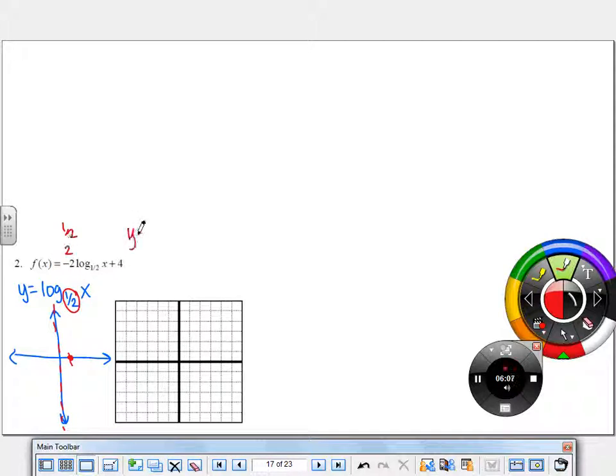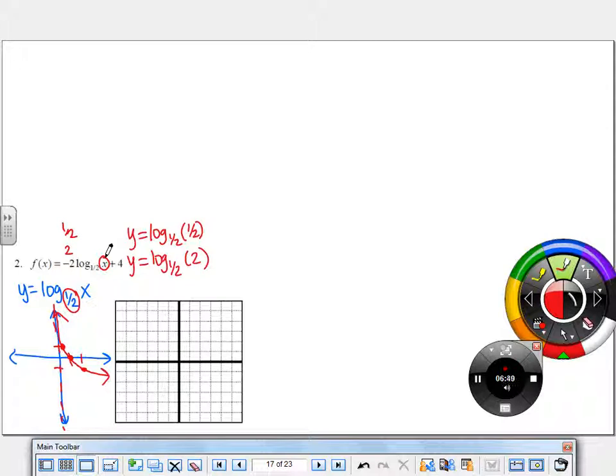So when I plug in 1/2, I'm asking myself, 1/2 to what power would equal 1/2, and that would be 1. And when I plug in 2, I'm asking myself, 1/2 to what power would make 2, and that would be -1. So I'm getting this point here, and I get the shape I expected based on when we drew our parent functions before.